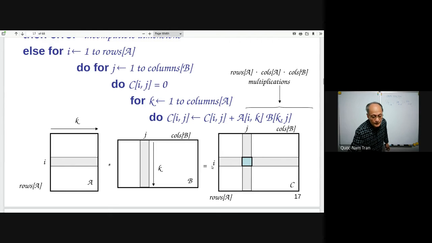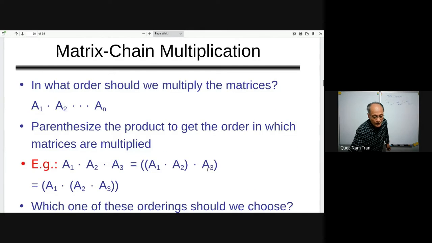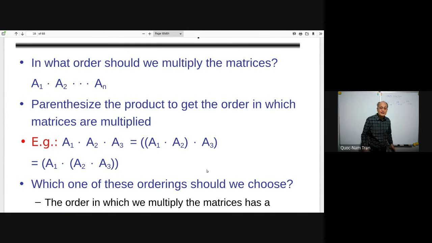So now, since we have many different ways to multiply a chain of matrices, if we multiply them differently, is there any issue with that? Yes. Okay. The biggest issue is that for some orders, for example, if we multiply M1 with M2 first, sometimes it takes much longer than if we multiply M2 with M3 first.